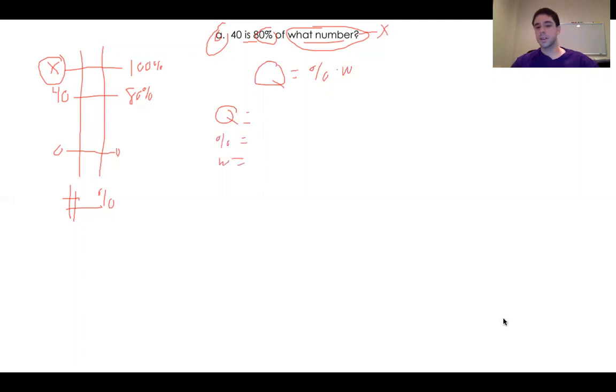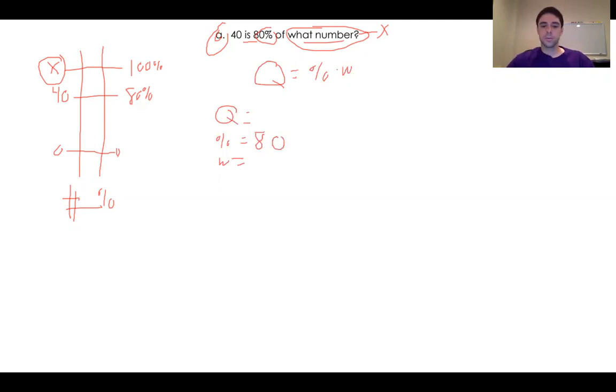Great. So what's my percent going to be? Let's start with percent. Is it 100% in this problem? Right, exactly. 80. Perfect. Start with 80%.